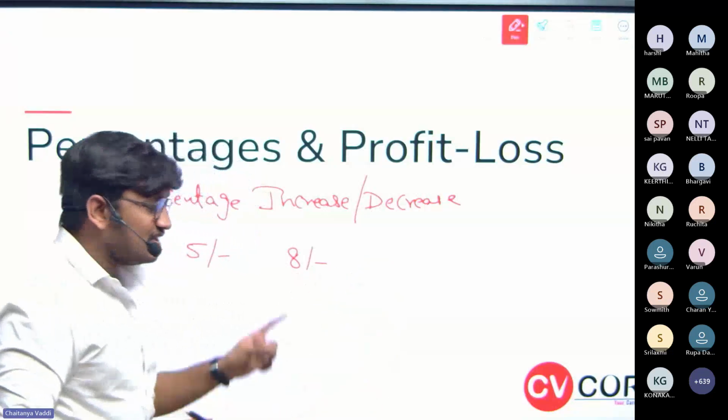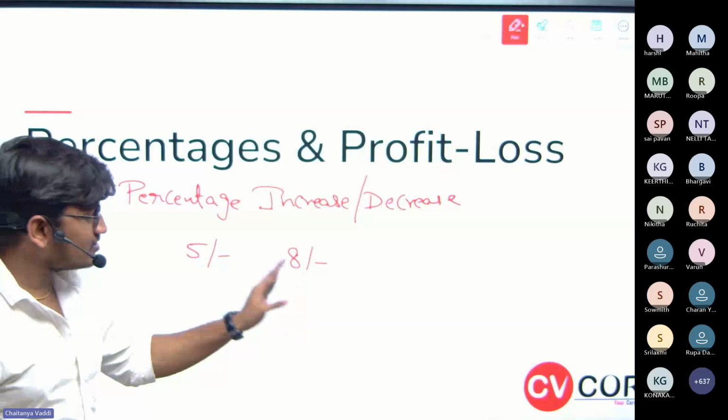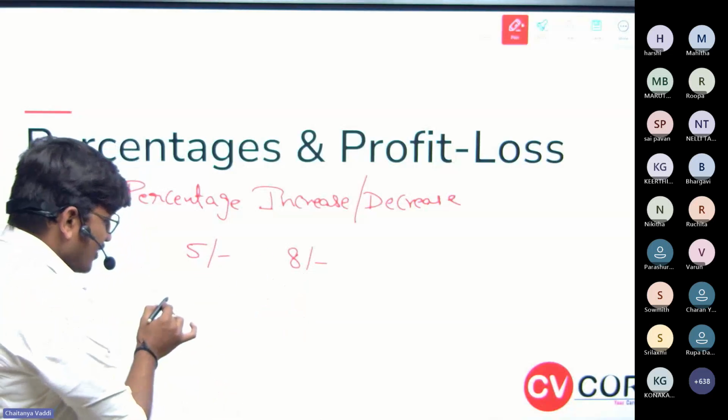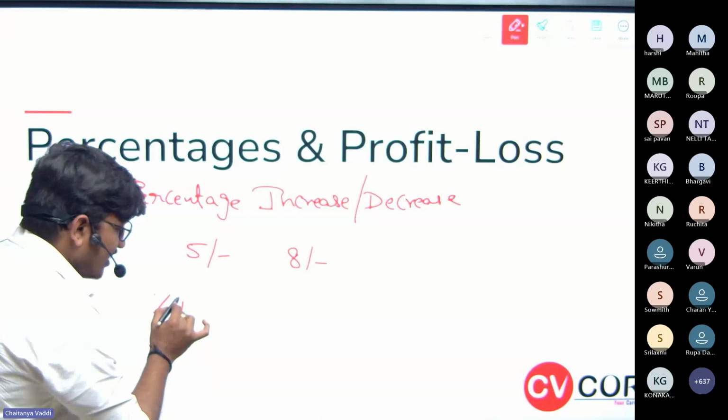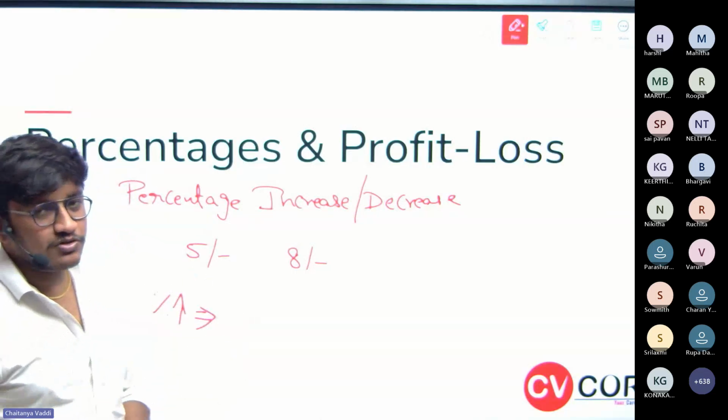The same pen, this is the price yesterday, so it is 5 rupees, and today the pen price is 8 rupees. Now my question is very simple: how much percentage of the price got increased? Can anyone post your answers?